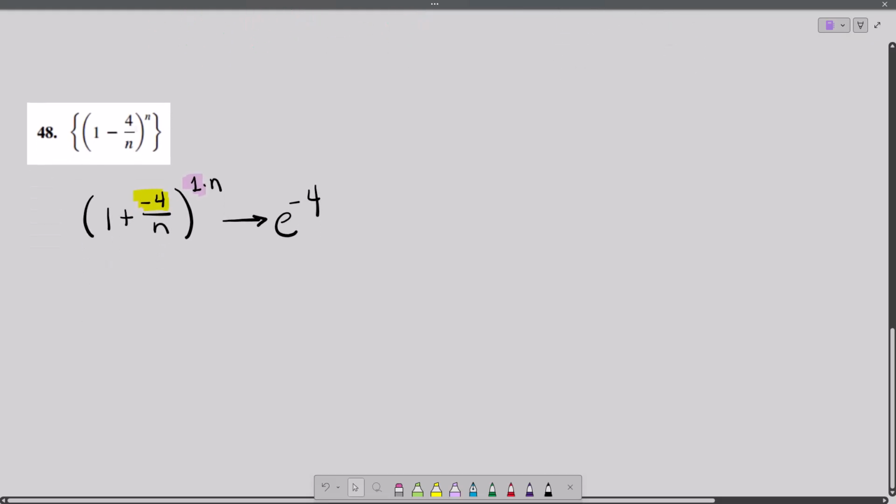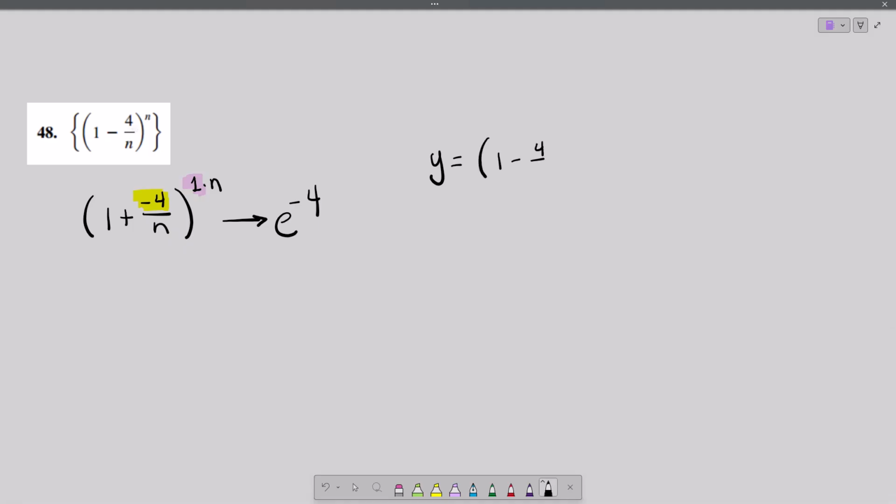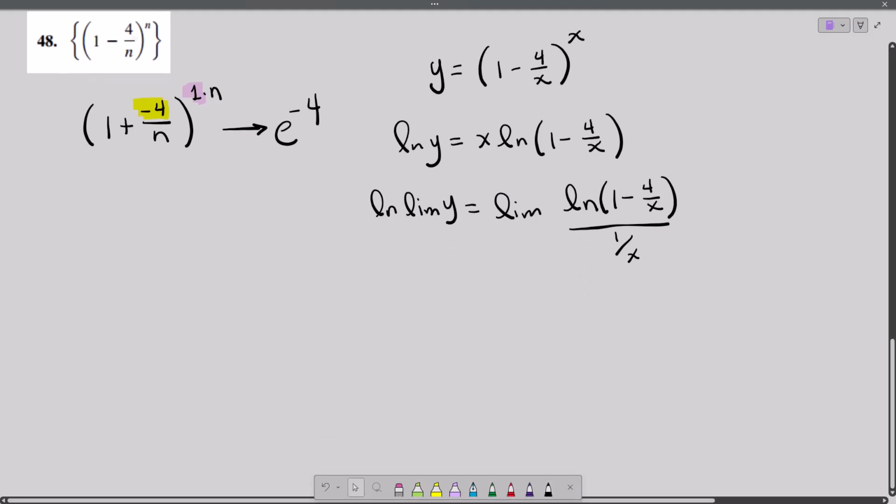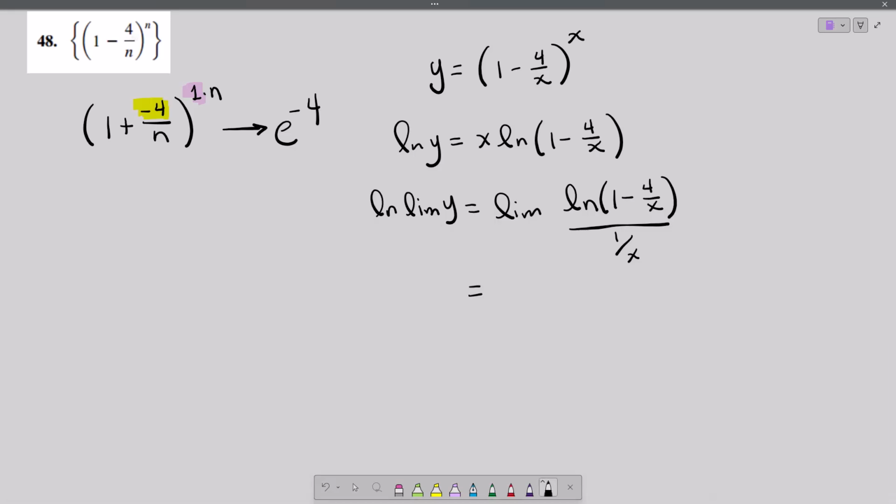So if we're going to do the log limit process for this one, we're going to let y equal (1 minus 4 over x) to the x. We'll take the natural log. So we'll get that. Then we take the limit of both sides. And on the left-hand side, we're going to shove the limit to the inside. And on the right-hand side, we're going to force this to be in L'Hopital form. Multiplication by x is the same as division by 1 over x. Now we're in L'Hopital land.